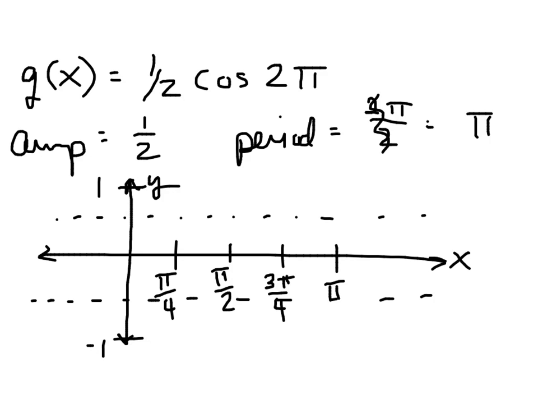Here's the difference in how they start. The sine curve started at the what? At the origin. The cosine curve starts at the amp. So I'm going to start this up here. That's where it's starting.